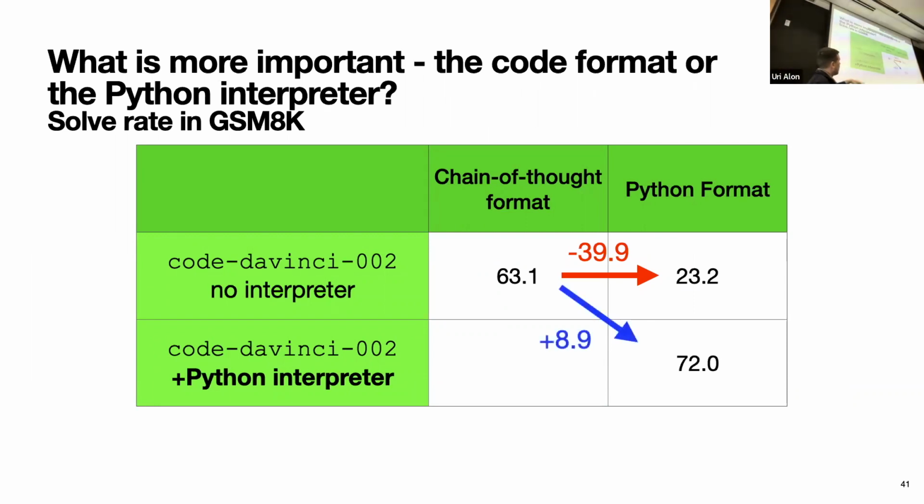Even though the difference between the baseline and PAL is almost 9% of accuracy, using only the Python format without using the Python interpreter drops the results by a lot. And we believe that the reason is that we hypothesize that the language models are not really good at actually doing arithmetic. So the Python interpreter is crucial. And the largest gain is provided by using the Python interpreter.